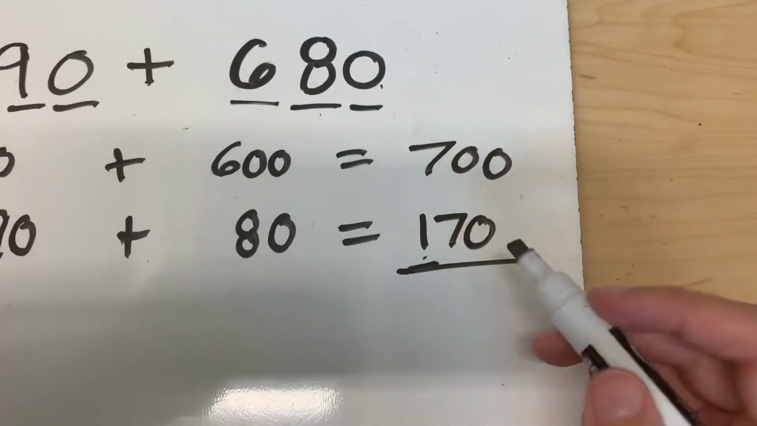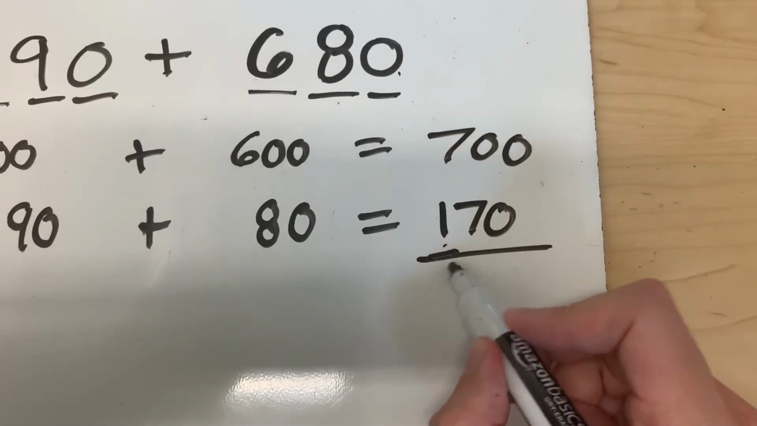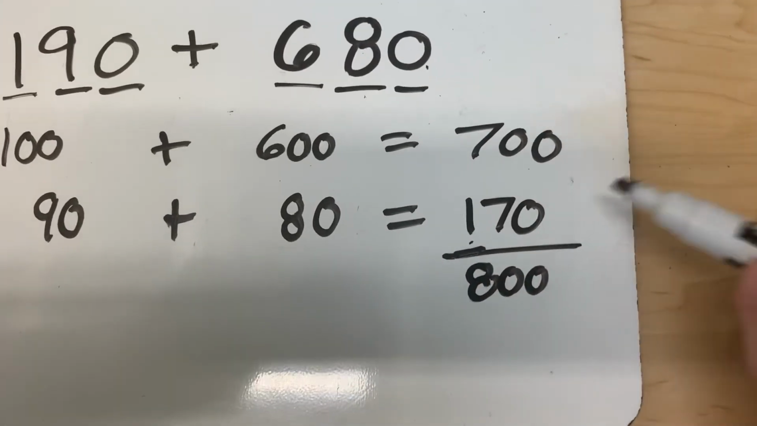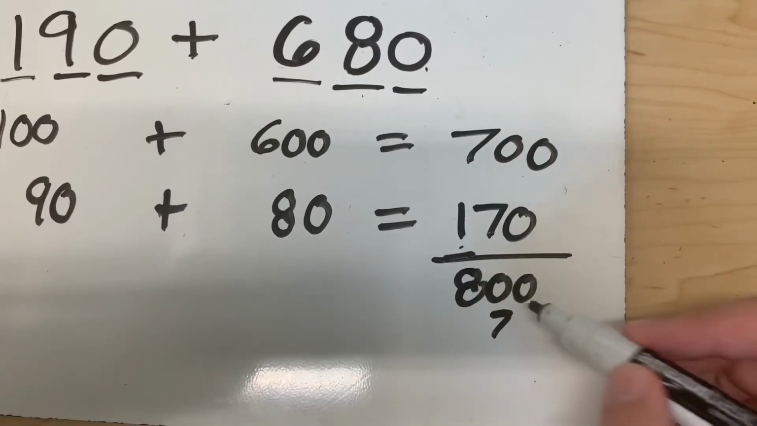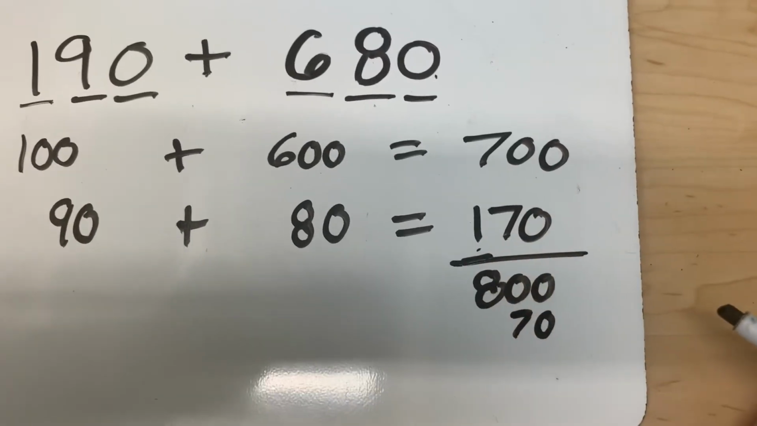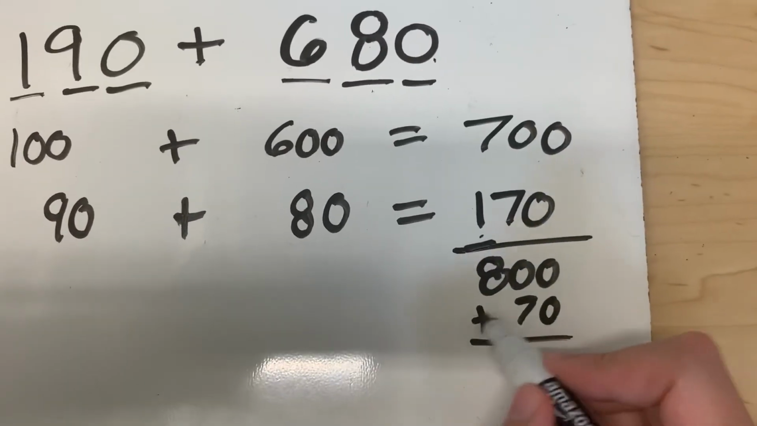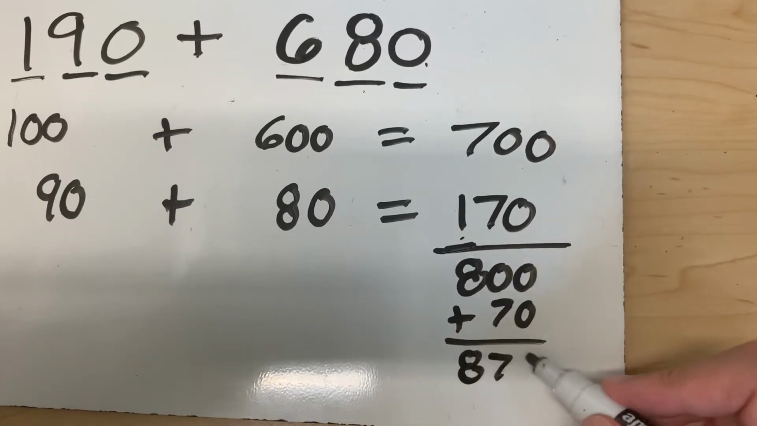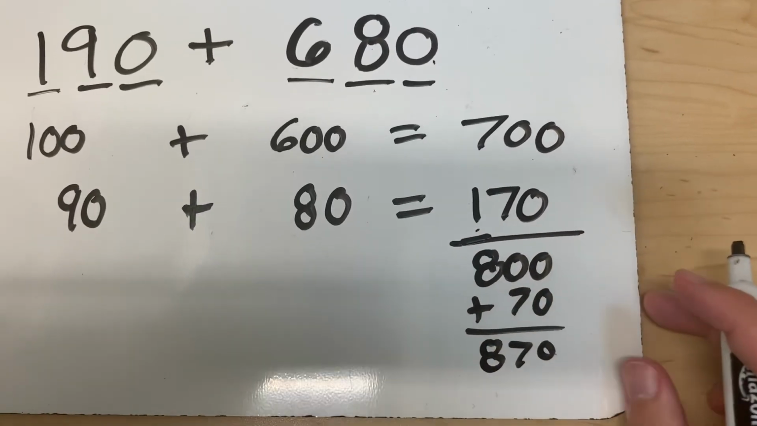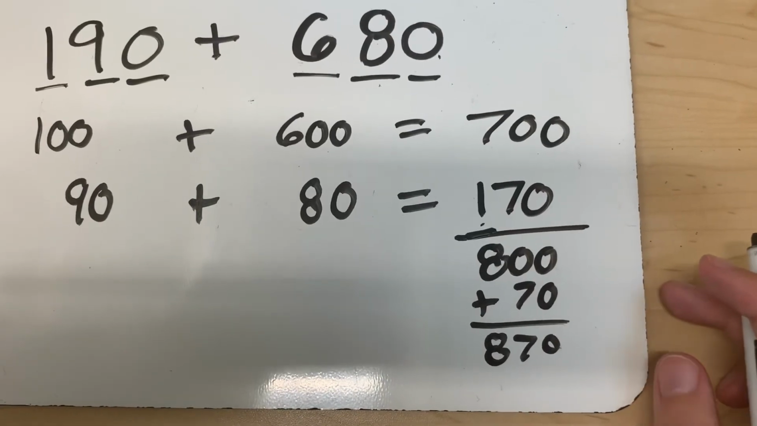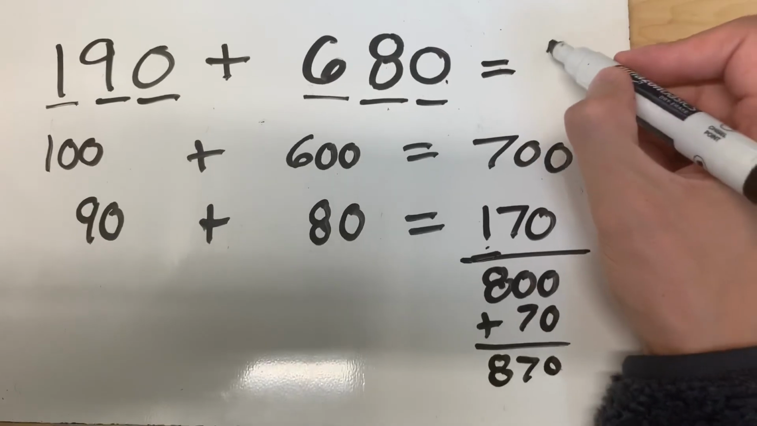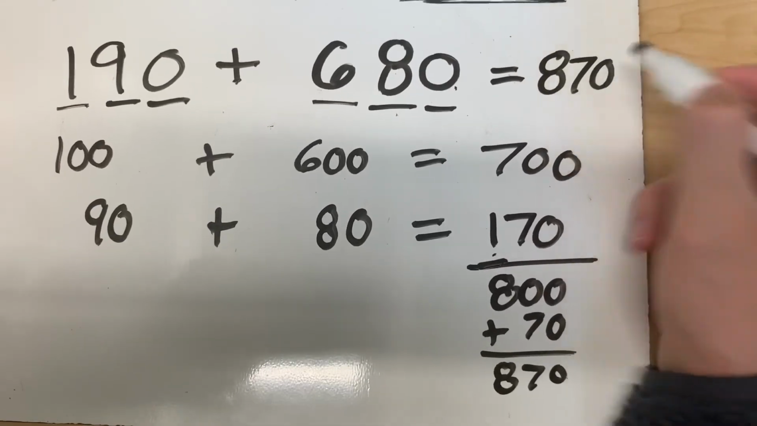So we can add that 100 to 700. So 100 plus 700 is 800. And then we have 70. We have 7 tens left. Add those. 800 plus 70 is 870. So 190 plus 680 is 870.